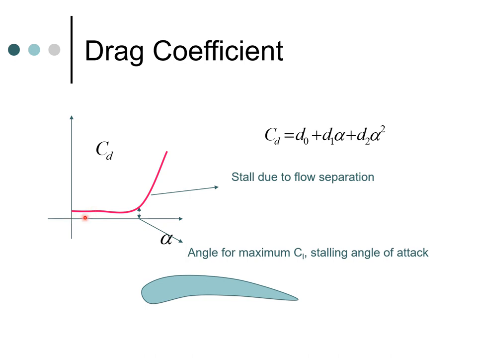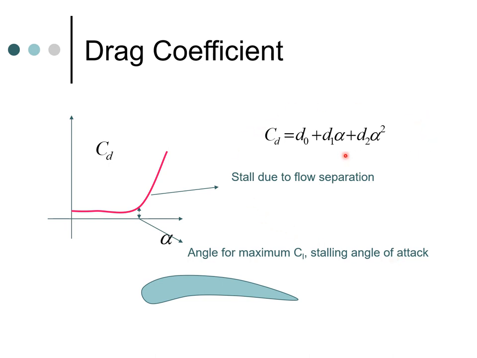Now let's look at the drag coefficient. So essentially this is a typical drag coefficient. It remains at some low value here, and then it suddenly starts going up after stall. So essentially here stall has happened due to flow separation, and this has started going up. Like I mentioned before, this value is something like 12 to 15 degrees for most airfoils, and this is the angle where maximum CL happens. So this is the angle at which stalling is taking place.